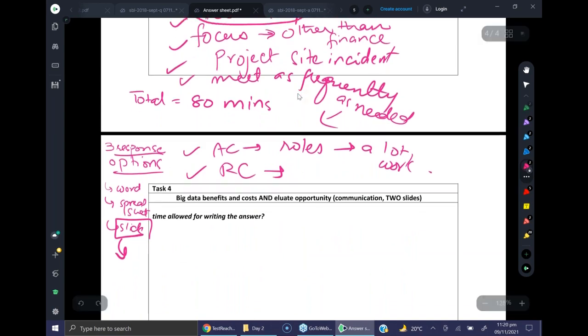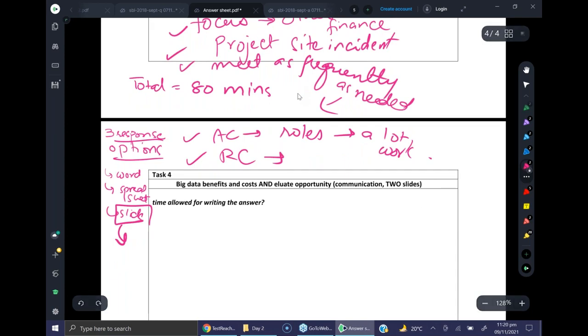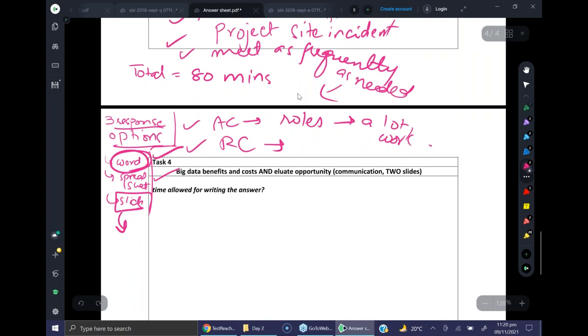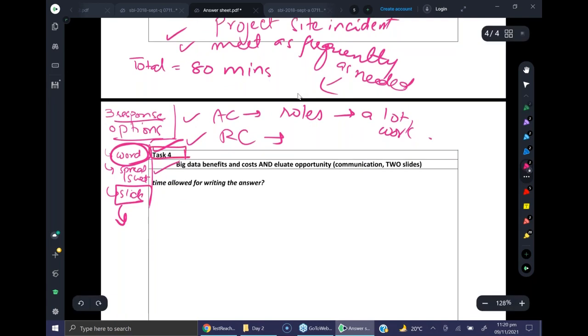Now I'm telling you that there are 3 response options in the exam. Most of the time the answer goes in the Word format. If there are some calculations, you can use a spreadsheet, but please be very careful about mentioning the number of the question and the part you are solving on Word and spreadsheet both. Slides are only used when they are clearly required, like in task 4, where you're supposed to make 2 slides.